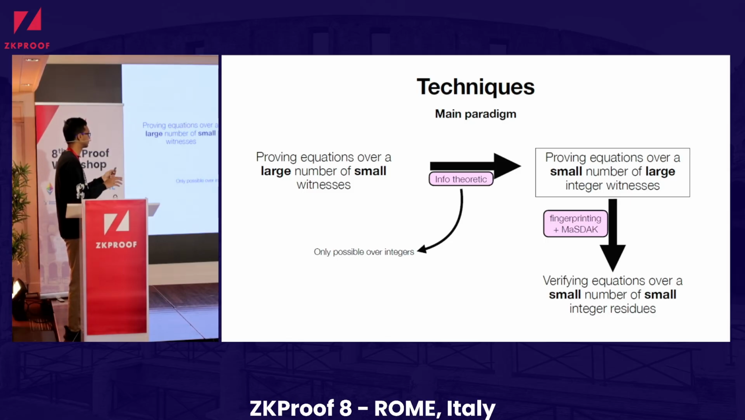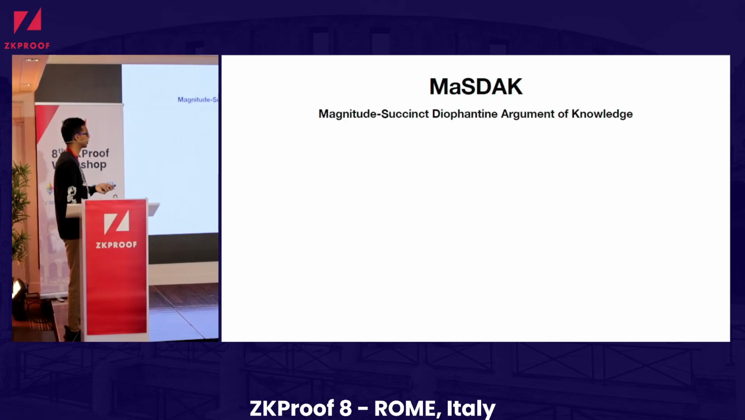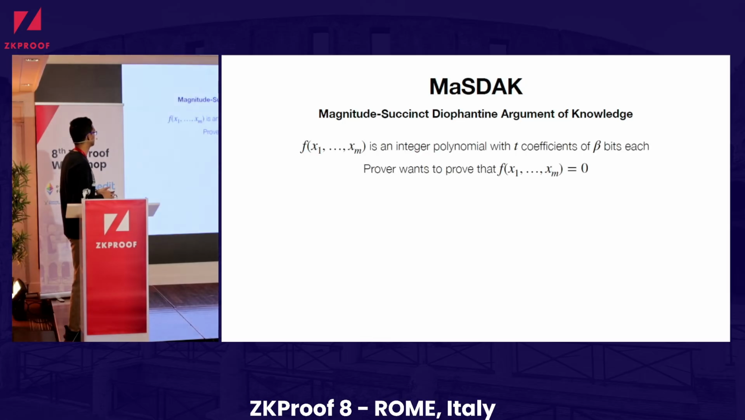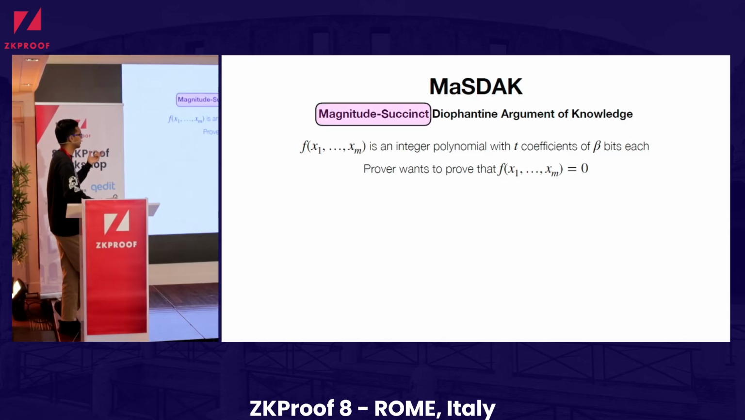This uses the fingerprinting notion, of which we also saw a prelude in the previous talk. We call this mass stack. Let's say we have this integer polynomial with t coefficients of beta bits each, and you want to prove that this polynomial evaluates to 0 over the integers. Of course, this looks like exactly the problem we started with. Why is this going to be any easier? The only difference is now all we care about is for it to be succinct.